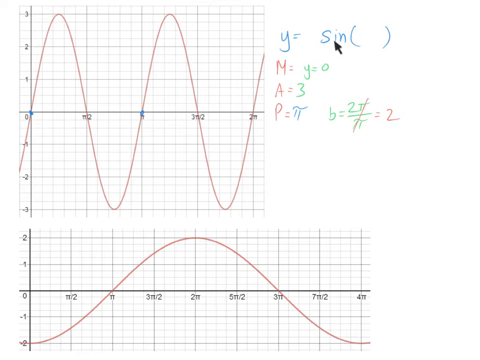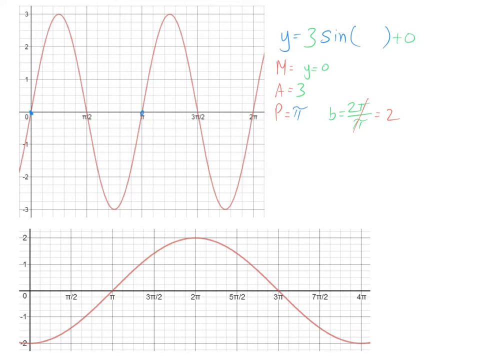So we have a sine graph. Which letter goes first? The amplitude, and our amplitude is 3. So that's going to be a 3 right there. Okay, let's go to the outside. What goes on the outside is your midline, which is 0, which if you want to, you can put a plus 0. You don't have to. And on the inside is our b, and our b value is 2.